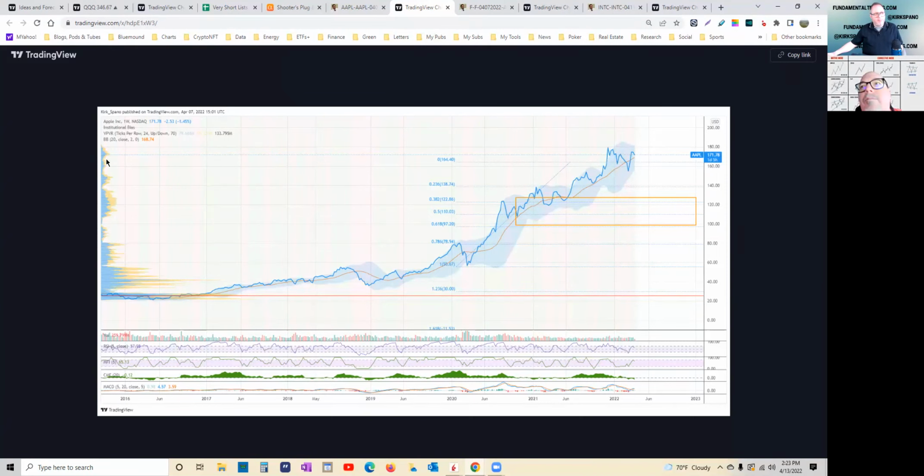Now it's down to about 80%. So over here, these are volume studies, basically some quantitative work. And it shows that right in here, you run out of sellers. So there'd be massive support in here if it really did break down.